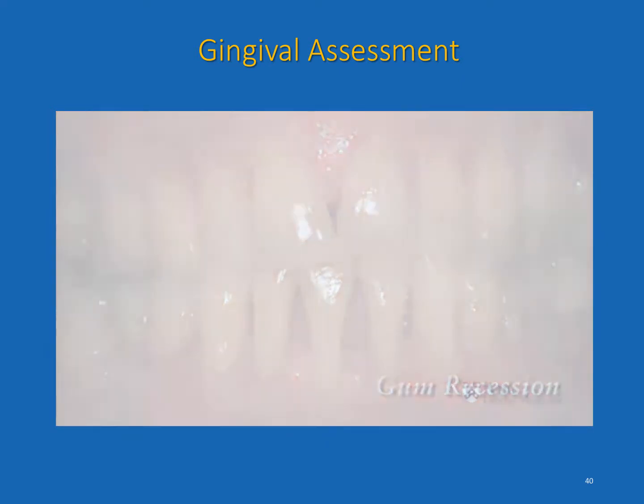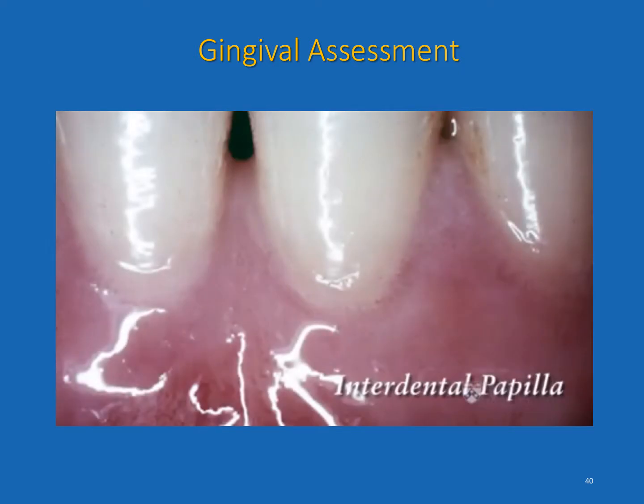The gum tissue between the two teeth is referred to as the interdental papilla. It is usually triangular and covers completely the interproximal space. In health, it is usually flat and covers the interproximal space completely. However, in teeth where large spaces exist, that interdental papilla may be slightly blunted, such as this slide demonstrates.